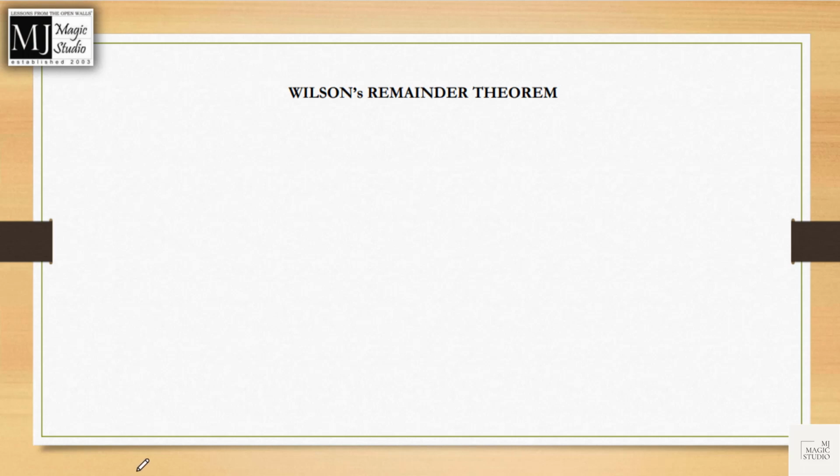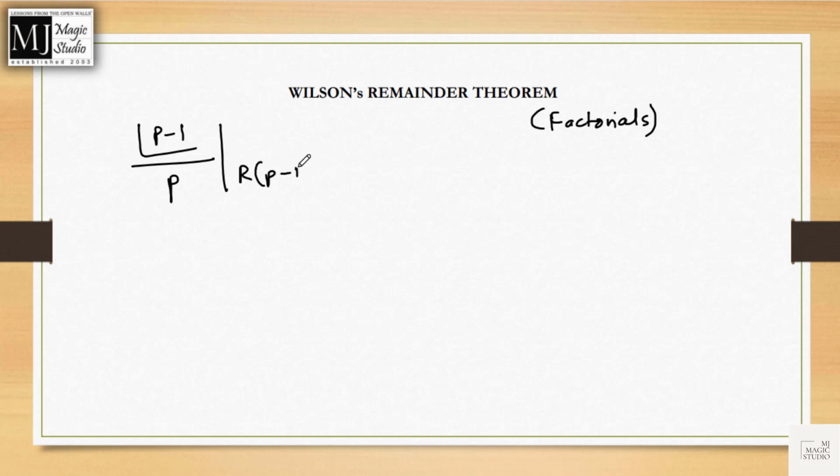Okay, moving on, the next one is Wilson's remainder theorem, and this is in case of factorials. It says that when factorial p minus 1 is divided by p, remainder is p minus 1. That's it. It is only applicable in case of factorial, and we just need to fit in. Now, what is p? P is a prime number. When we write P, it stands for prime number.